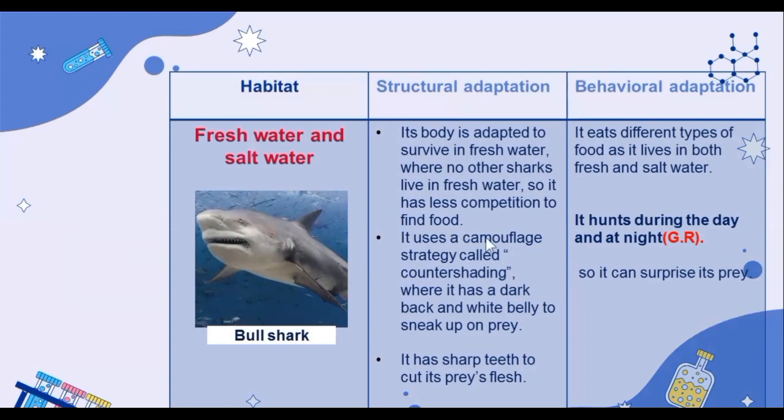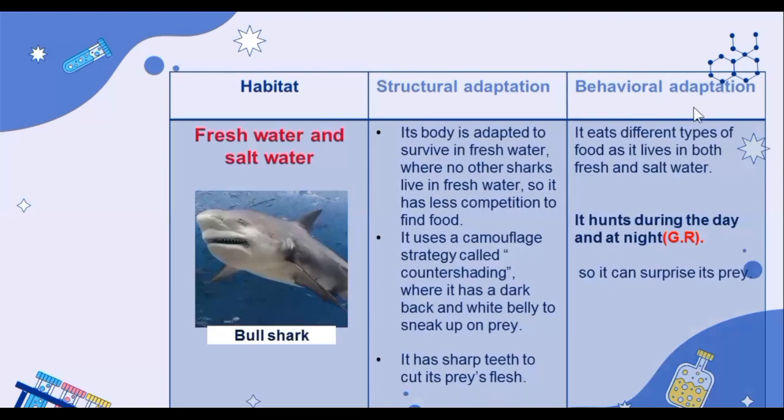It uses a camouflage strategy called countershading. بيستخدم strategy كده الكاموفلاج اسمها countershading where it has a dark back and white belly to sneak up on prey. عنده dark back وعنده ايه white belly عشان يعرف يعمل sneaking up على ال preys. It has sharp teeth to cut its prey's flesh. وعنده sharp teeth عشان يعرف يعمل cutting لل prey's flesh.